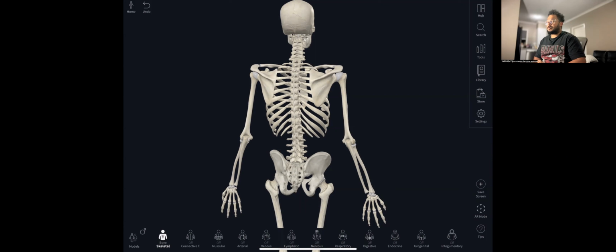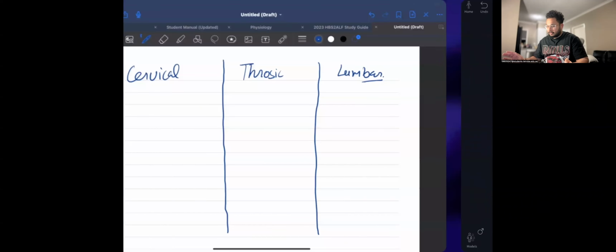So today I'm going to talk about the anatomy of the vertebral column. Make sure you have a pen and a paper with you so that you can really understand everything, because I am also going to write with you guys. Okay, so let's get started.